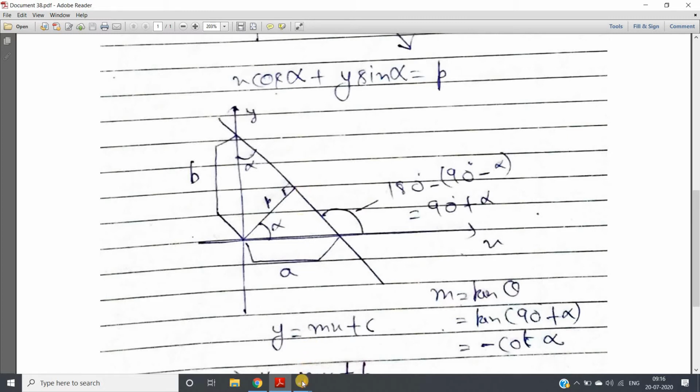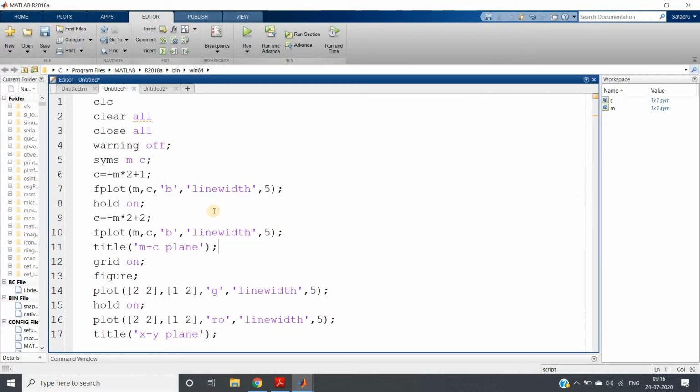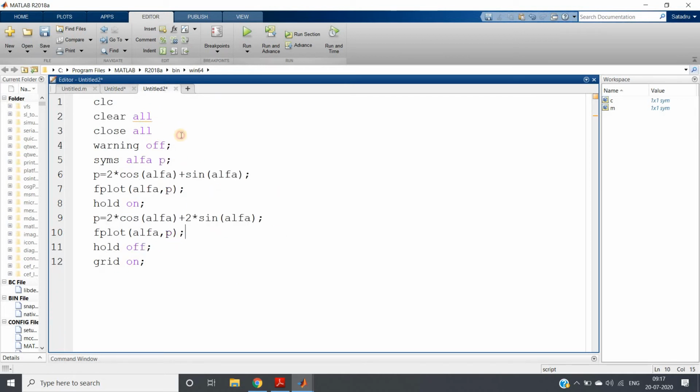Now let us check the same scenario in the rho and theta plane, where theta, the angle, is the x-axis, and rho, the perpendicular distance or length from the origin to the straight line, is the y-axis. Here is the code I have written: clc, clear all, close all, warning off.